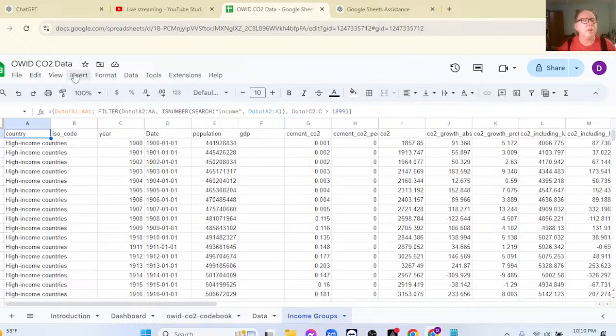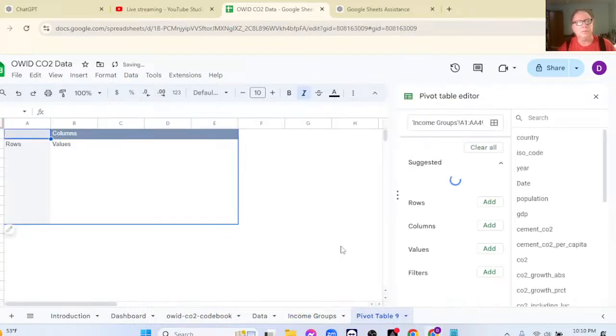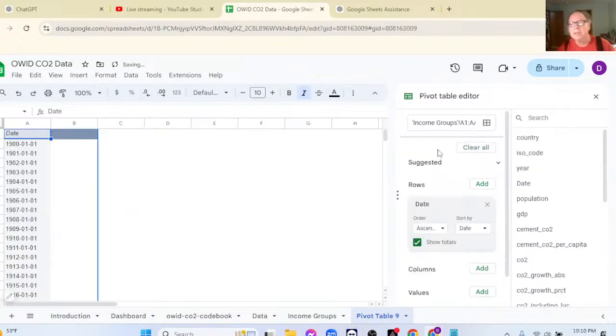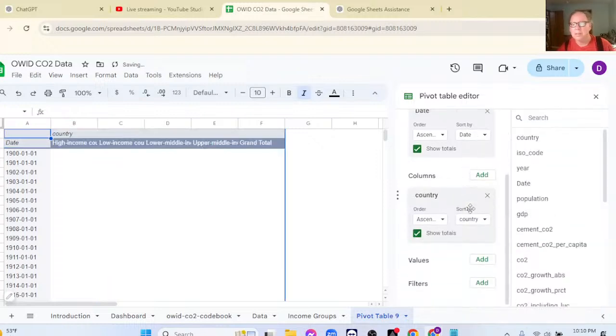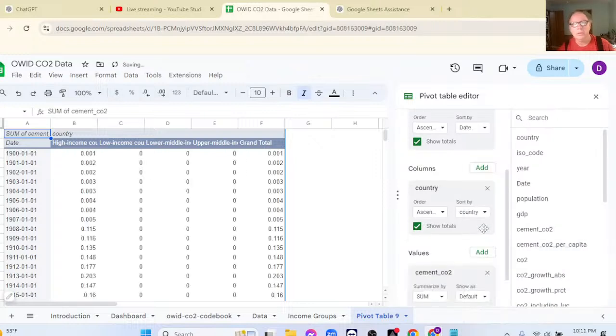So we go over here and say insert, pivot table, new sheet. Rows are going to be date. Columns, here's where the fun comes in, country. The values are going to be cement CO2. Now, as you can see, there's not a lot going on here yet.